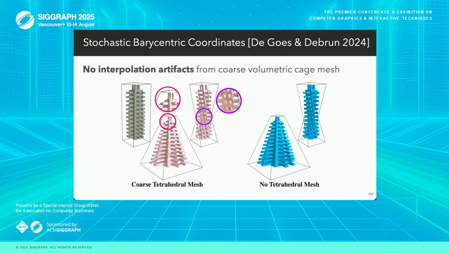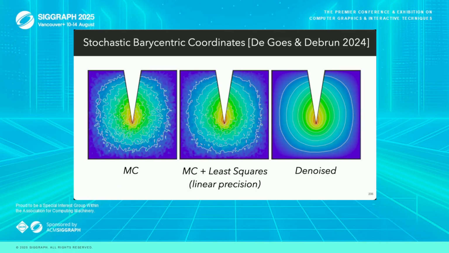And the second motivation was to bypass discretization artifacts from coarse volumetric cage meshes, as the Monte Carlo approach, shown here on the right, allows you to instead directly compute barycentric coordinates at arbitrary query points inside the cage. A nice innovation of this paper was to show how to denoise Monte Carlo estimates using Gaussian filtering or Laplacian smoothing, and to also guarantee linear precision of these barycentric coordinates by applying weighted least squares on the Monte Carlo samples.